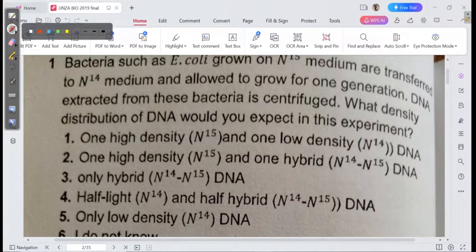Answer should be 3. Okay, so our friend is saying the answer should be option 3. What about others? Yes, I think the correct option should be 3 because it will be 100% hybrid. Okay, so that is very true.